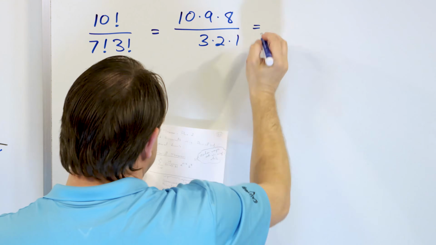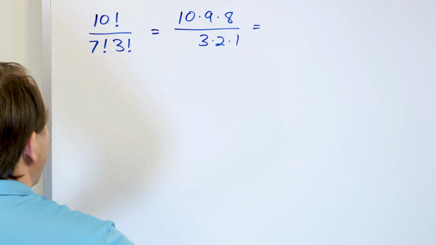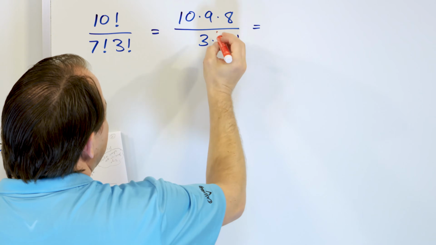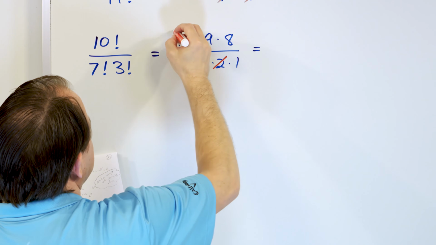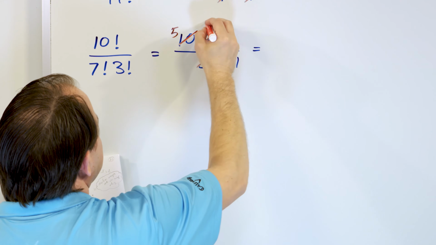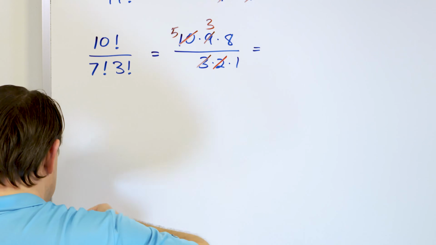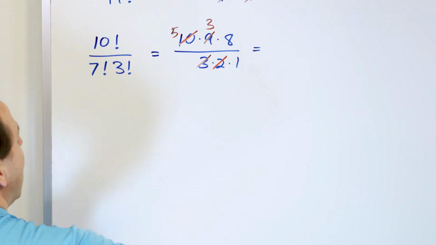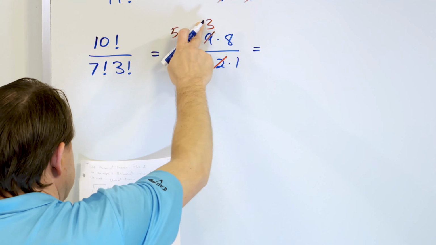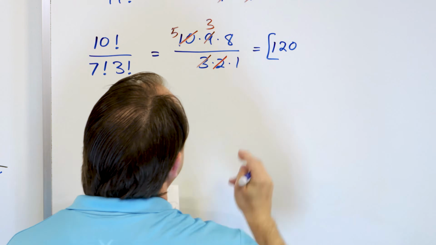And so on the top, you can actually multiply this out, of course, if you want to, 10 times 9 times 8, but then you realize I have a 2 and I have a 10. So 10 divided by 2 is 5. And I have a 3 and a 9, so I can cancel that. 9 divided by 3 is 3. So I'm literally taking 10 divided by 2 is 5, 9 divided by 3 is 3. And so all I have left is 5 times 3 being 15 times 8, and so I get 120. This is the final answer.